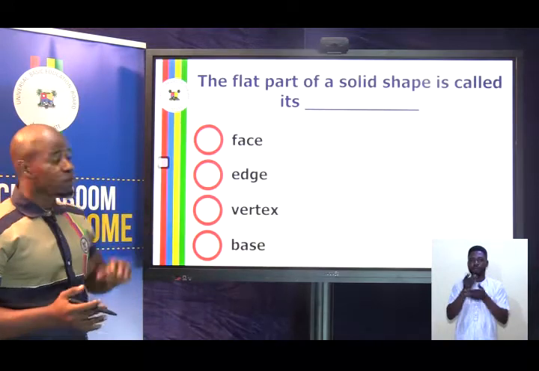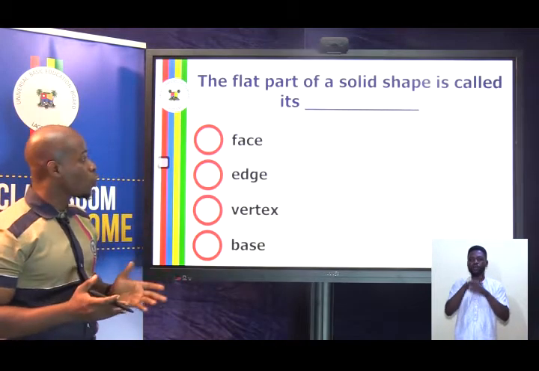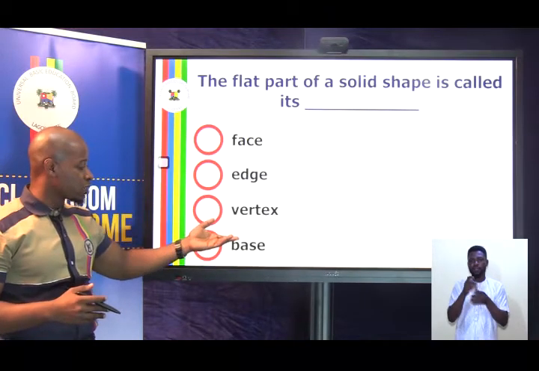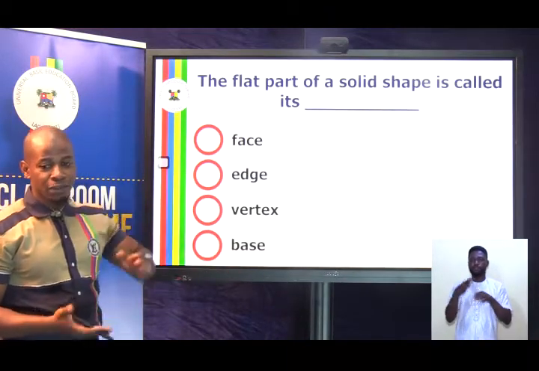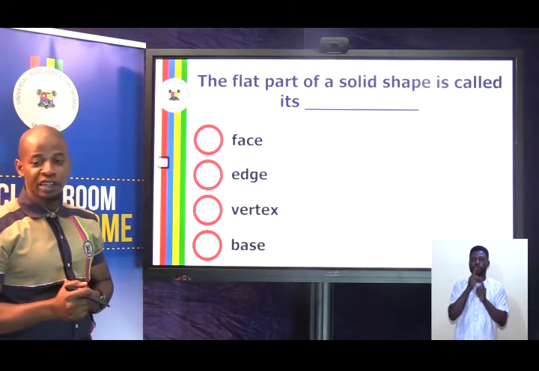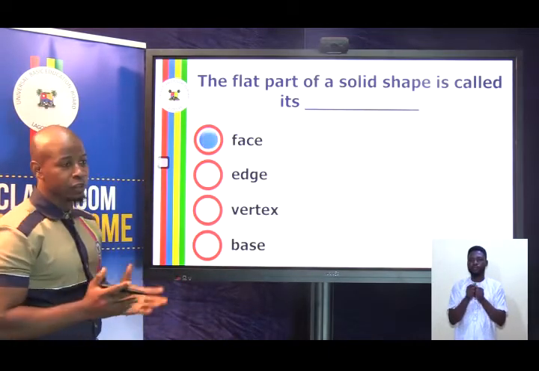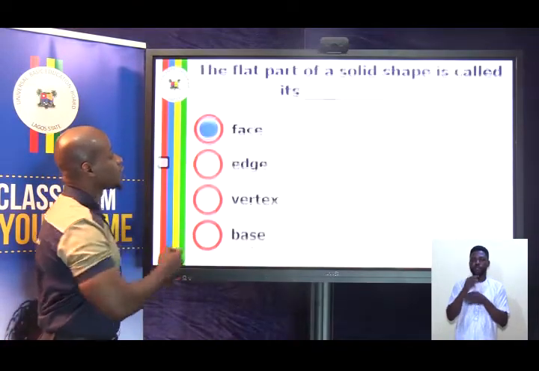This question says the flat part of a solid shape is called what? Now you have options. Is it a face? Is it an edge? Is it a vertex or a base? The flat part of a solid shape. You should know the answer by now. The answer is a face. The flat part of a solid shape is a face. Let's see the next question.